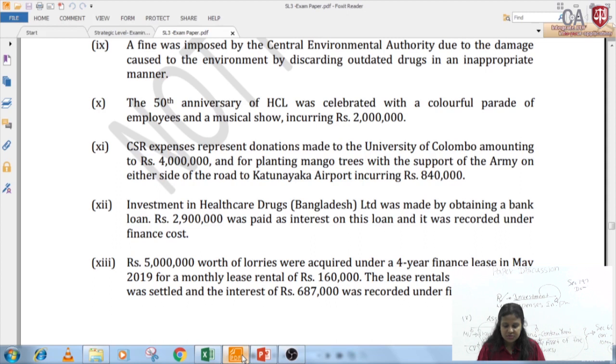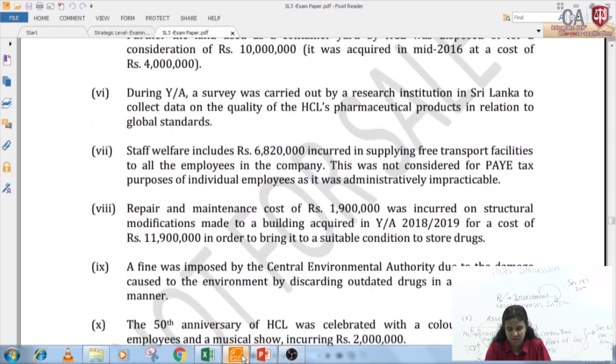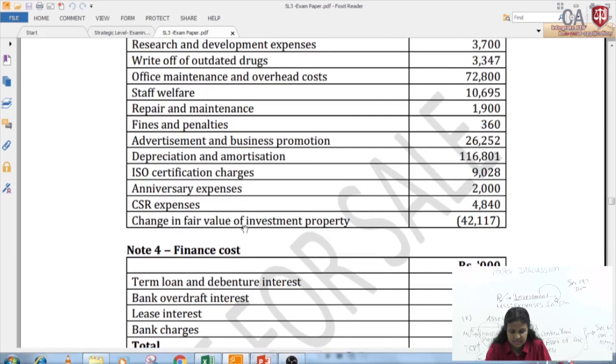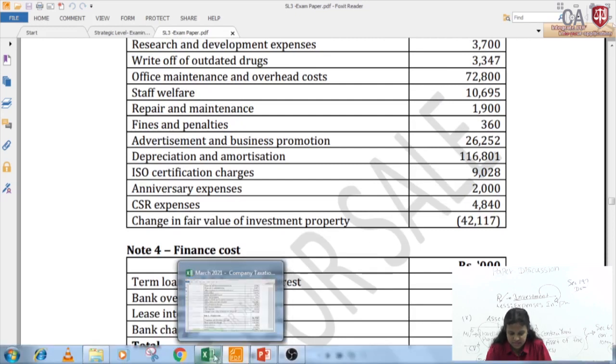Then, for planting mango trees with the support of the army on either side of the road to Katunayake Airport, incurring 840. This is particularly a CSR expense of planting trees, but this is not a permitted deduction under qualifying payments. Therefore, this cannot be deducted from assessable income, but the 4 million can. But altogether, whatever the CSR expenses, 4,840,000, all of it should be disallowed when arriving at the business income. Why? It has not been incurred for the production of income.